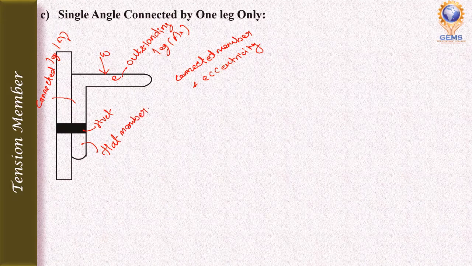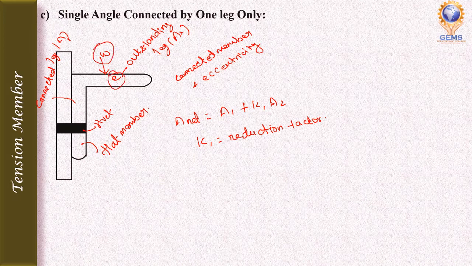Flat member. So, the net sectional area is equal to A1, that is the area of the connected leg, plus K1 into A2. A2 is the area of the outstanding leg, where K1 is called a reduction factor. We use this reduction factor because the load applied on the outstanding leg forms an eccentricity, so we multiply by the reduction factor to reduce the area of the outstanding leg.